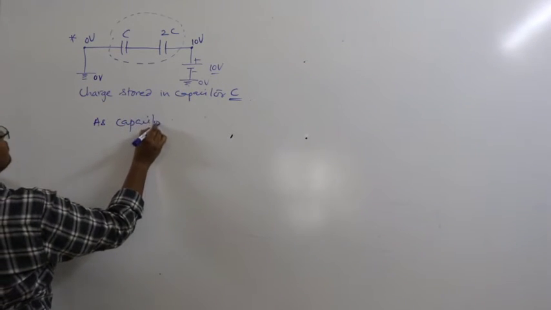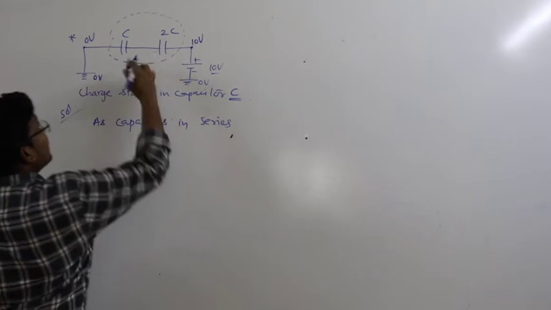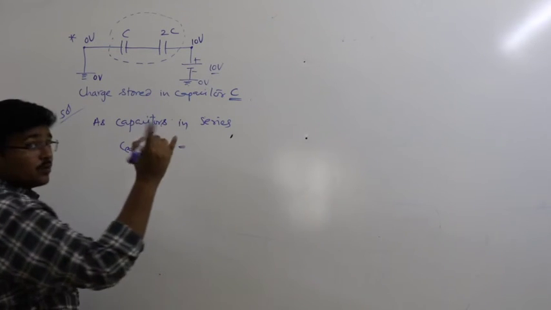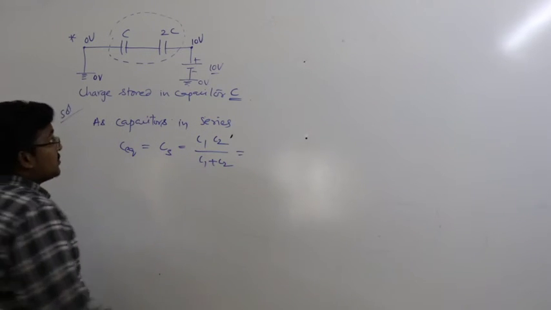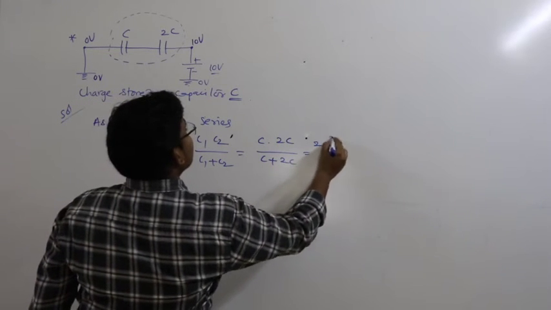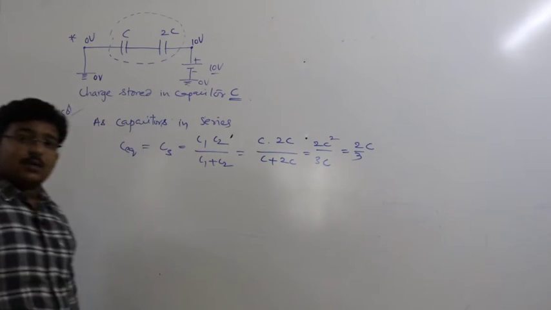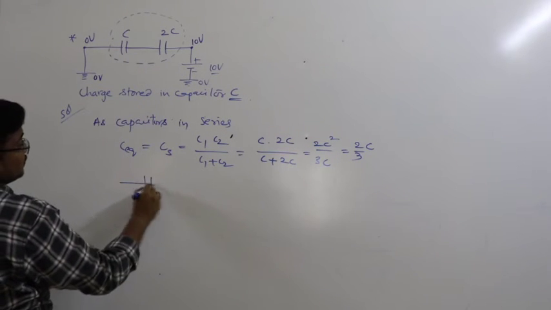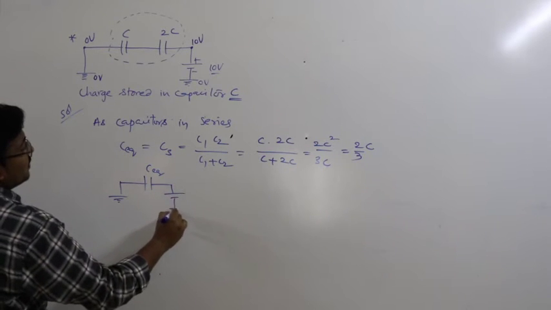Now as these two capacitors are in series, we will replace them with C equivalent. What is the series formula? C series is equal to, I told you, product by sum: C1 C2 by C1 plus C2. C1 is C, C2 is 2C, so 2C square by C plus 2C, which is 2C square by 3C, cancels with 1C. So 2 upon 3 into C. This is the capacitance we got. So now I will draw the circuit with a simple equivalent capacitance, with this grounded and this given to the battery.